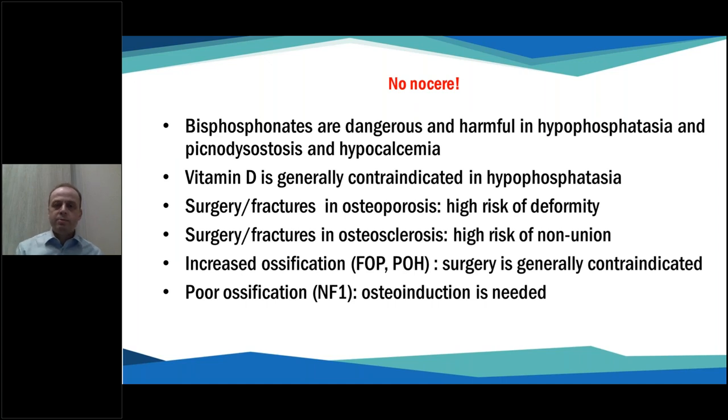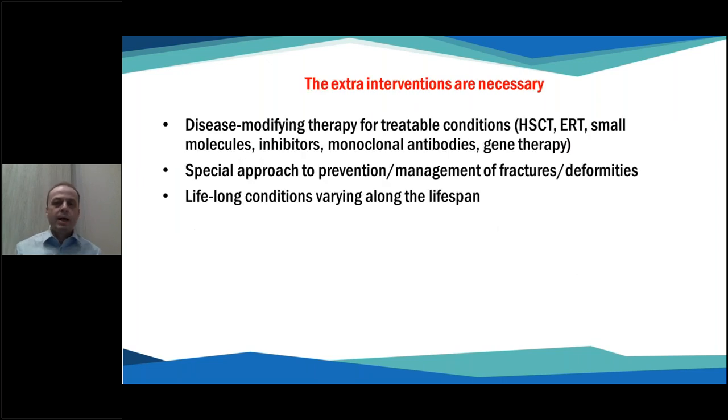And increased ossification, like FOP or progressive osteohyperplasia, is also strongly contraindicated for any kind of surgery. And poor ossification, like in neurofibromatosis, surgery needs some osteoinduction. And some extra interventions which are necessary for rare skeletal conditions also depend on the basic principles of diagnosis and management.